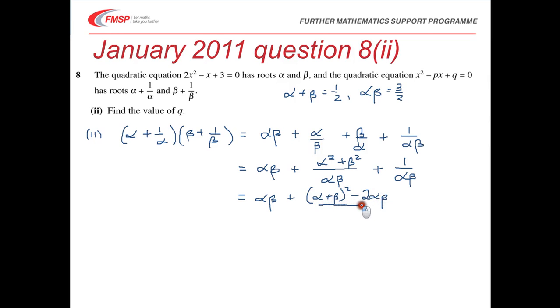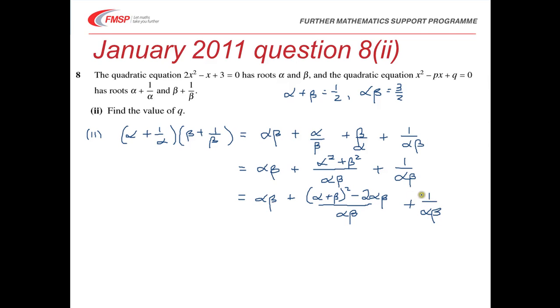So it's a fairly standard technique that you need when you're solving roots of polynomial equations, that of course when you square alpha plus beta you get alpha squared plus beta squared plus 2 alpha beta, but we don't want the 2 alpha beta, so we'll take it away. And then, not to forget that little term there, we have 1 over alpha beta.